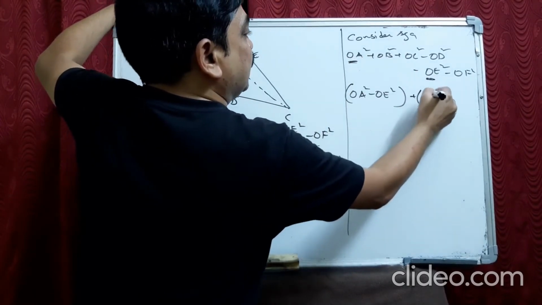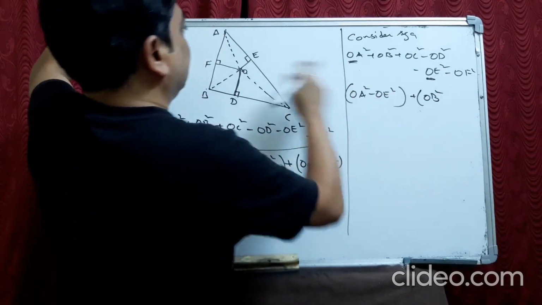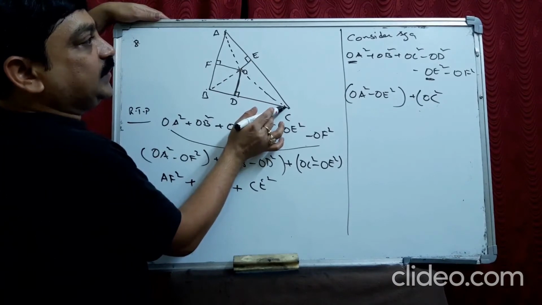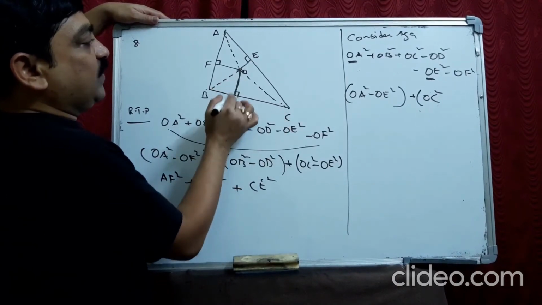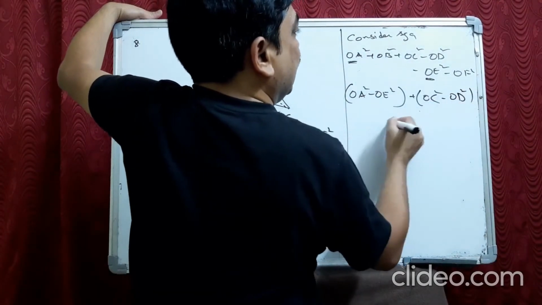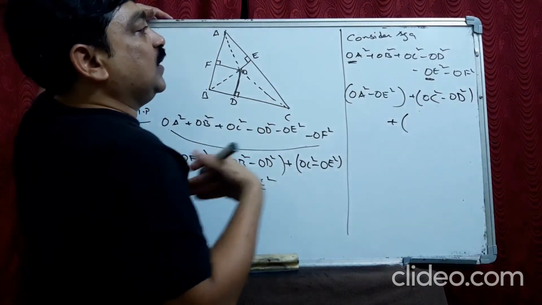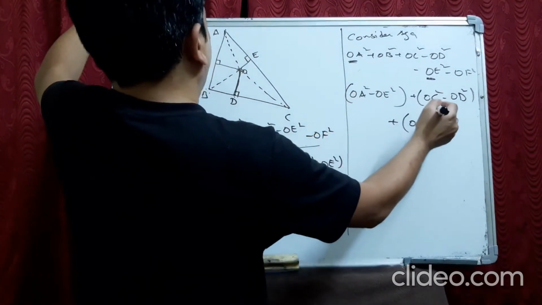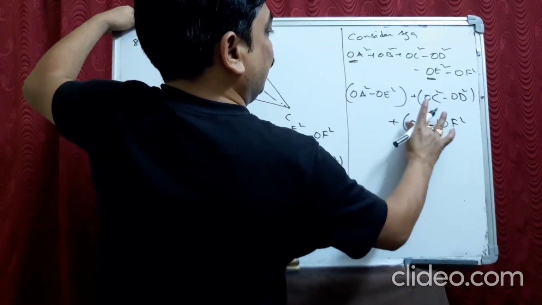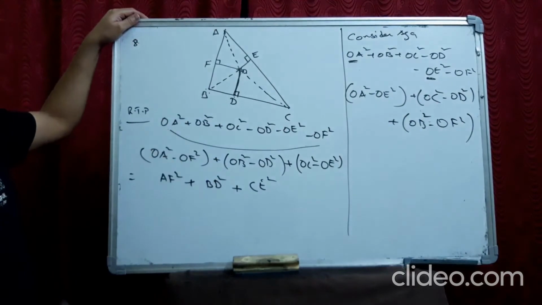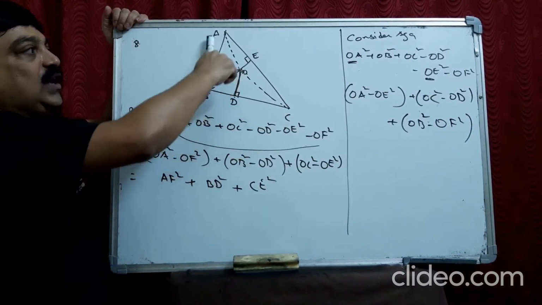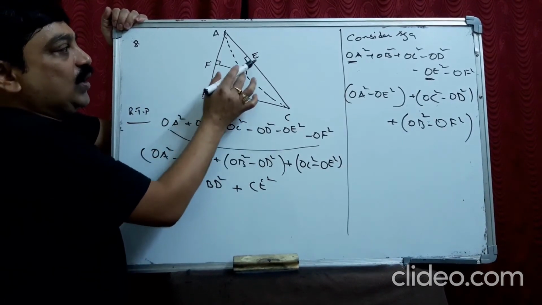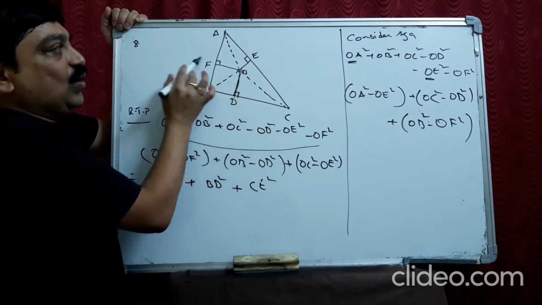Next, OC square with OD: OC square minus OD square, plus next OB square. OB square minus what is left? OF is left, so OB square minus OF square. In the previous problem we went clockwise, now we go anti-clockwise. See, OA with OE, OC with OD, and OB with OF.